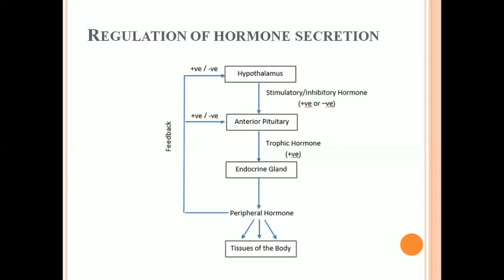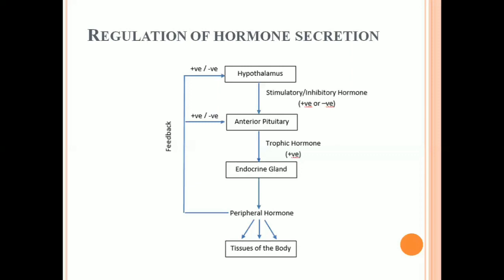Next is the feedback regulation of hormones. The hormone secreted by the endocrine gland either stimulates its own synthesis or inhibits its own synthesis by 2 mechanisms. One is through positive feedback mechanism and the other is through negative feedback mechanism. First we'll see what is positive feedback mechanism. When the endocrine gland secretes hormones, and this hormone stimulates the anterior pituitary gland or hypothalamus, the hormone synthesis increases, and this is called positive feedback mechanism.